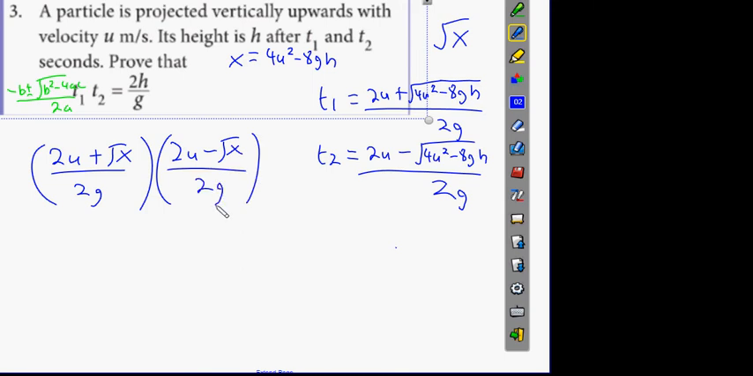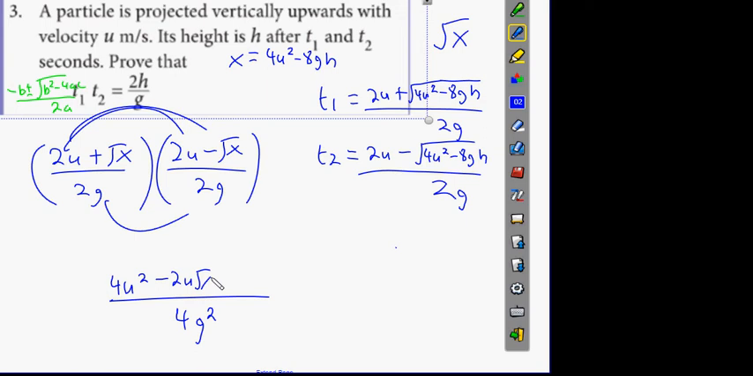Now look at what happens with the effect of this. 2g by 2g, 4g squared. 2u by 2u, 4u squared. Then it's going to be minus 2u root x plus 2u root x, and then root x by minus root x, which is just minus x. Now guys, look at this. They cancel.